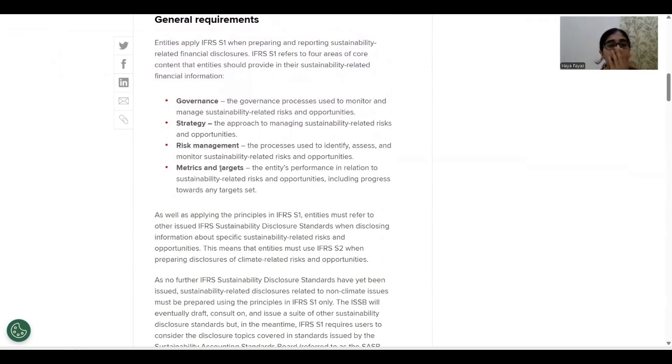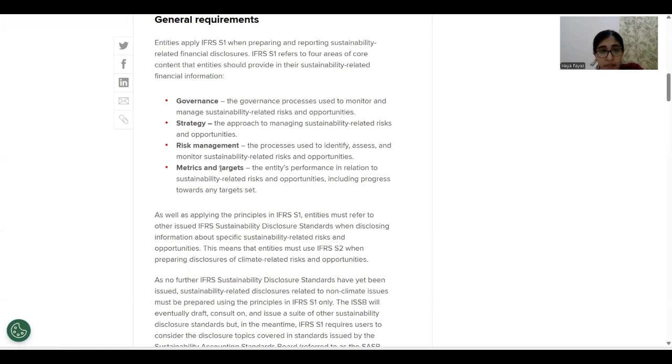Entities apply IFRS S1 when preparing and reporting sustainability-related financial disclosures. IFRS S1 refers to the areas of content that entities should provide in their sustainability-related financial disclosures: governance used to monitor and manage sustainability-related risks, the approach to managing sustainability-related strategy and risk management. How are you assessing? How are you monitoring? How are you reacting to it? And the entity's performance in relation to sustainability-related risks: how well are you meeting the KPIs related to sustainability. These are the categories that IFRS S1 relates to.